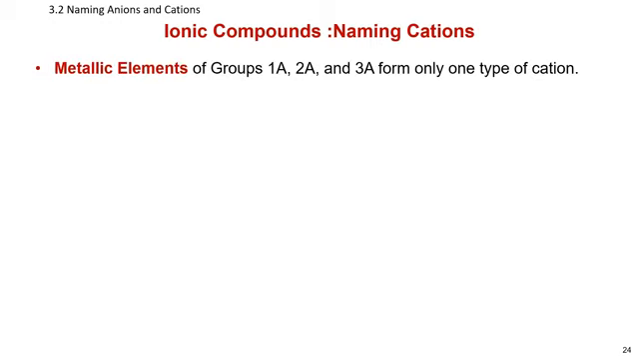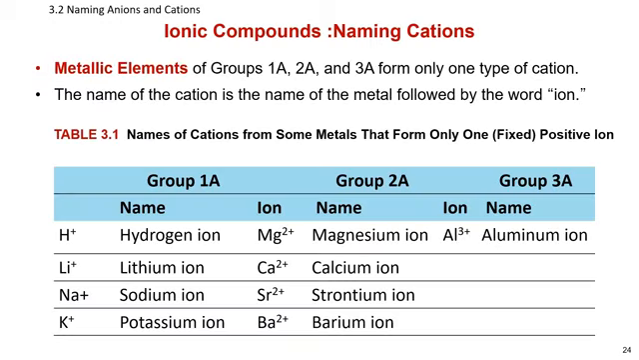Naming ionic compounds. Naming cations. Main group metals, alkali metal, alkaline earth metal, 1A, 2A, 3A are the ones forming cations. Their name is just the element name, ion: magnesium ion, potassium ion. But the correct symbol should be there.